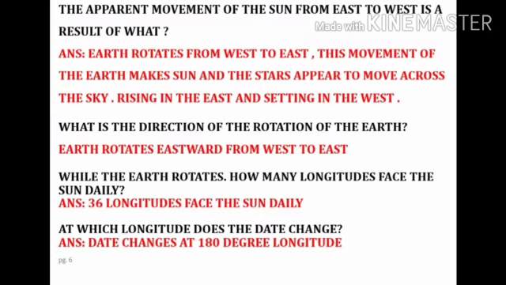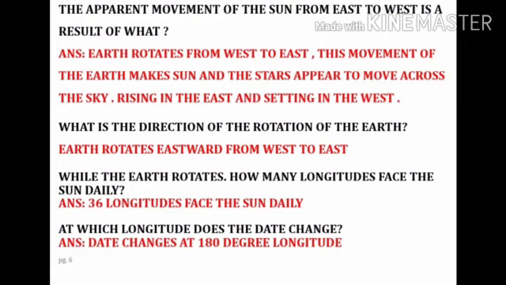Here is the next question. The apparent movement of the sun from east to west is a result of what? Answer. Earth rotates from west to east. This movement of the earth makes sun and the stars appear to move across the sky, rising in the east and setting in the west.